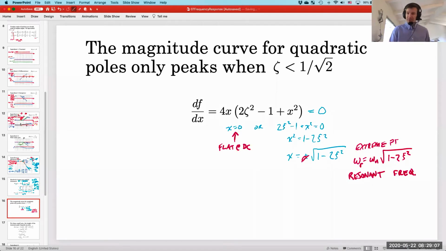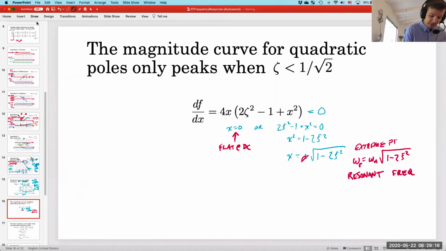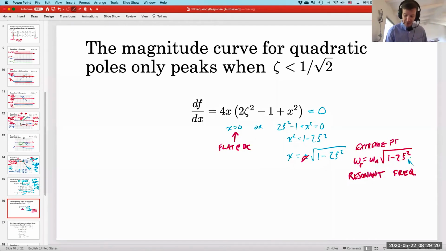This is the frequency where the magnitude plot peaks. So the astute viewer will see that this also depends on zeta. Everything comes down to zeta here. It also depends on omega n, but that's kind of a boring relationship. If omega n goes up or down, the resonant frequency will go up or down.